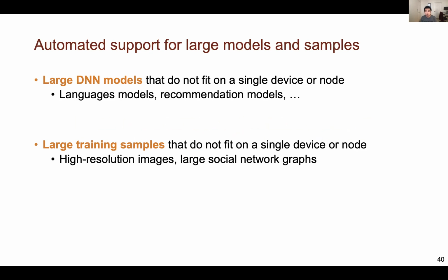Some examples include large language models such as GPT-2 or GPT-3, and recommendation models such as DLRM. We also added support for large training samples that do not fit on a single device or compute node by using the attribute dimension. We can support high resolution images and also large social network graphs.